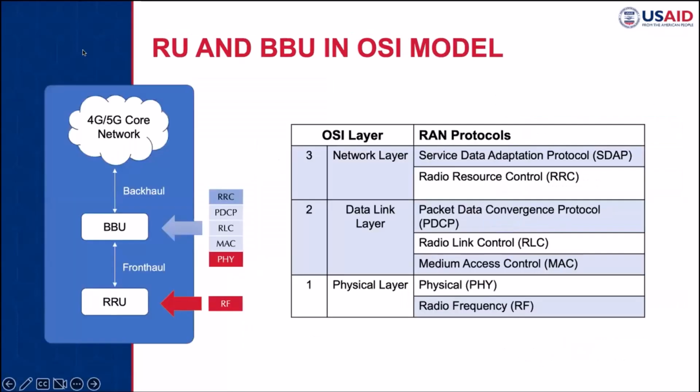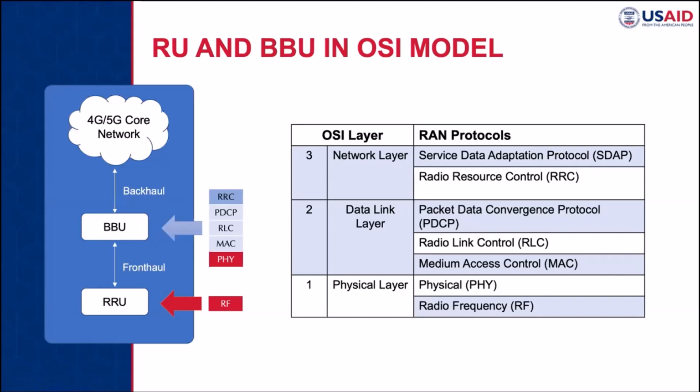If you look at the components, the RRU and the BBU: the RRU is in charge of the radio frequency RAN protocol. This is considered the low-fi, or the low physical layer. The other functions of the physical layer, the hi-fi, are assigned to the BBU, or the baseband unit. All the upper protocols, from the data link layer and the network layer, are handled by the baseband unit. These are the Service Data Adaptation Protocol, SDAP, Radio Resource Control, RRC, Packet Data Convergence Protocol, PDCP, Radio Link Control, RLC, and Medium Access Control, MAC.